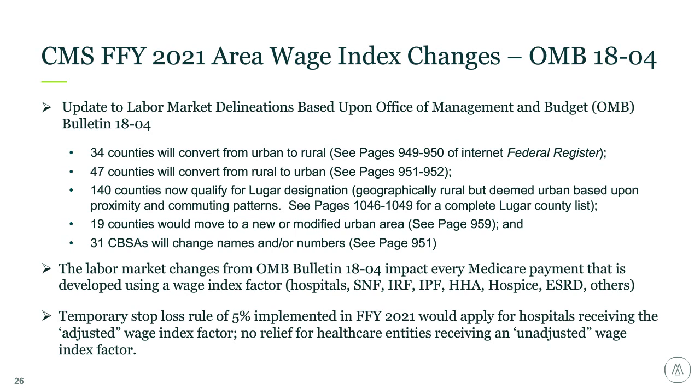The labor market changes from the OMB Bulletin 1804 impact every Medicare payment that is developed using a wage index factor. So this has an impact across the board to everybody. The temporary stop-loss rule of 5% that I spoke of would apply for hospitals receiving this adjusted wage index factor, but there's no relief for healthcare entities receiving an unadjusted wage index factor. So that's your SNFs, your rehabs, your psychs, home health, hospice, ESRD, and others.